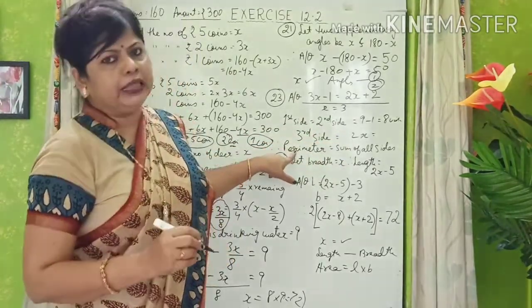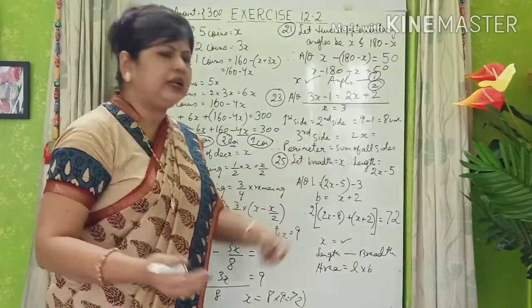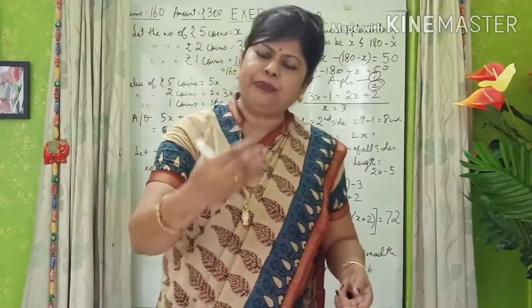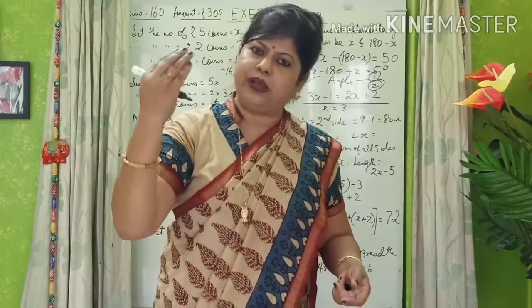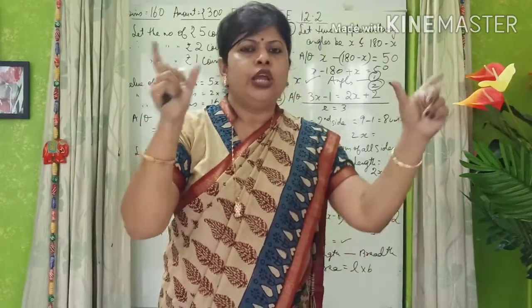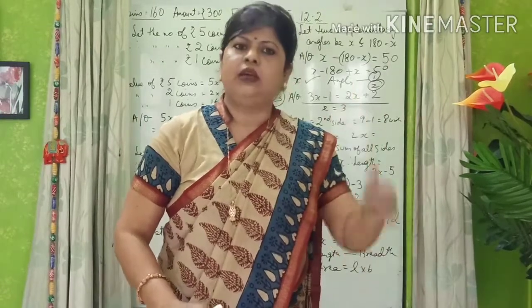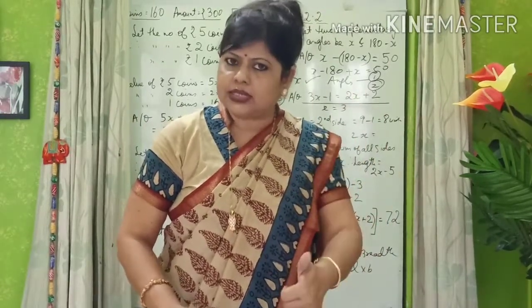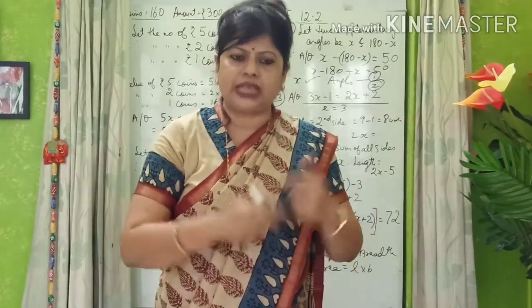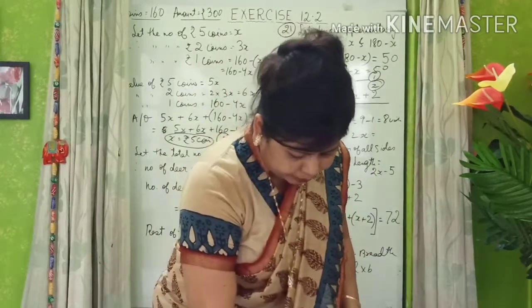So you have to find the perimeter. So what will be the perimeter? Sum of all sides. So you add up first side plus second side plus third side. So what we did? Equalize both the sides, find x. After finding x, you know your first side, second side and third side. Add all three sides, you will get the perimeter.